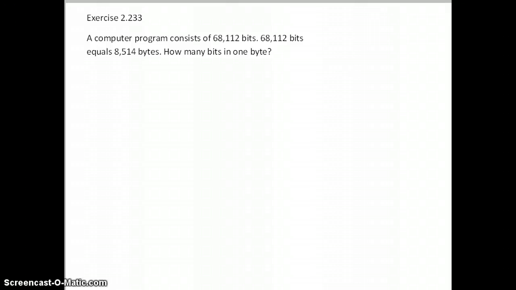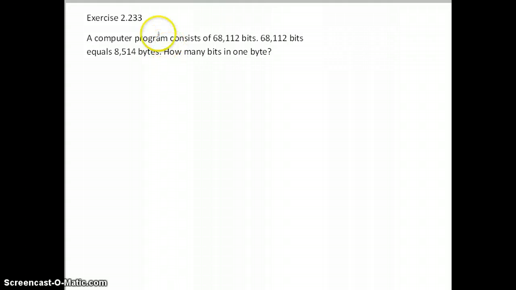In this video, we're going to take a look at one of the homework problems. This is number 233. It's a word problem. It says a computer program consists of 68,112 bits. And then it tells us that 68,112 bits equals 8,514 bytes. So we need to figure out how many bits are in one byte.